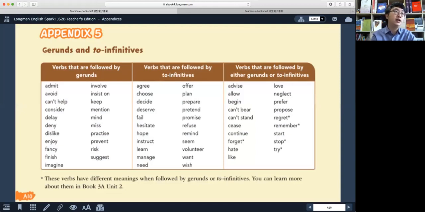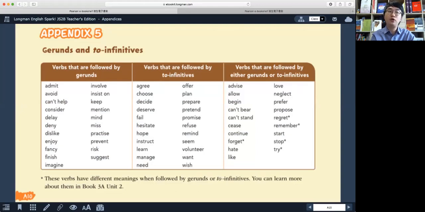In other words, it means that the verbs here must be followed by verb plus ing, but not to-infinitives. For example, we have admit, avoid, can't help, consider, delay, deny, etc. Remember, they must be followed by gerunds.